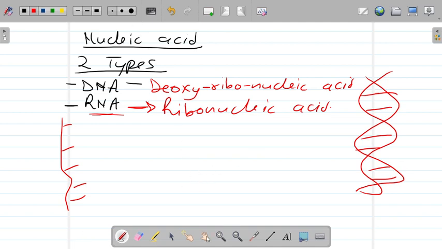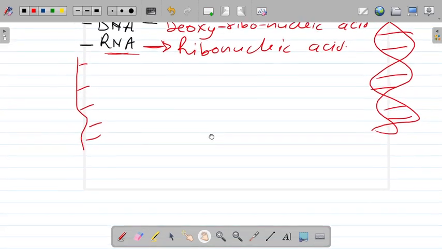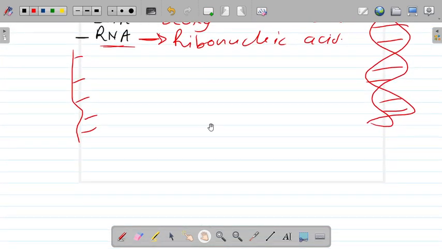So since we know what these nucleic acids are, remember they are the building blocks. Nucleic acids have monomers. The monomer is the building block.